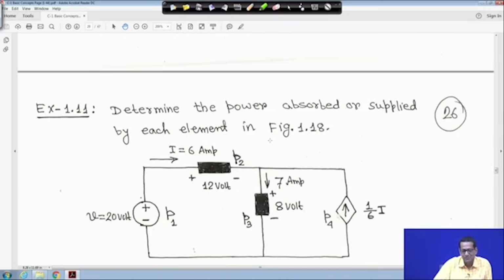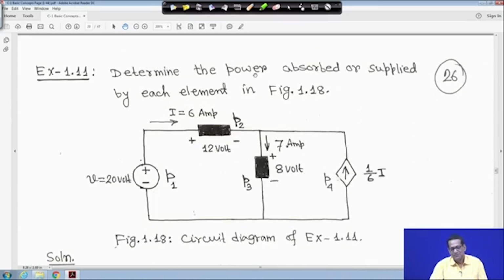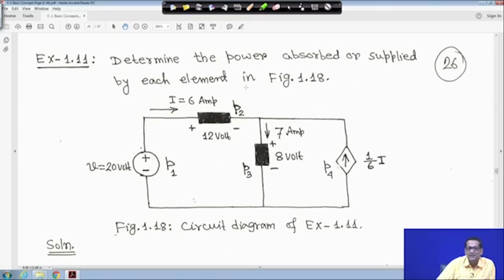Next, take another example. This circuit is shown, this is example 11. Determine the power absorbed or supplied by each element in the figure. We have to understand a little bit. For example, the current I is equal to 6 ampere. The voltage is given as V equal to 20 volt, with plus minus. P1, P2 here, this is another element P2, this is P3 and this is P4, which is another dependent current source. You have to find out the power absorbed or power supplied.